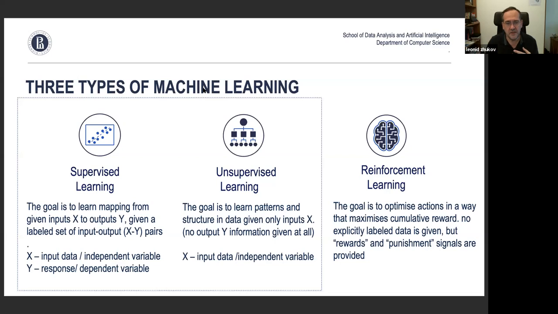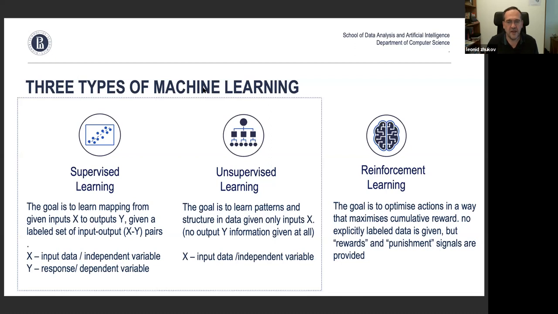Now, unsupervised learning has a slightly different goal. You don't have X's and Y's, you only have X's, so you only have data points. And the goal there is to try to find some structure within that data.